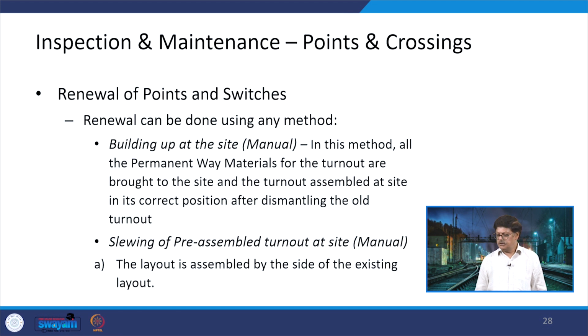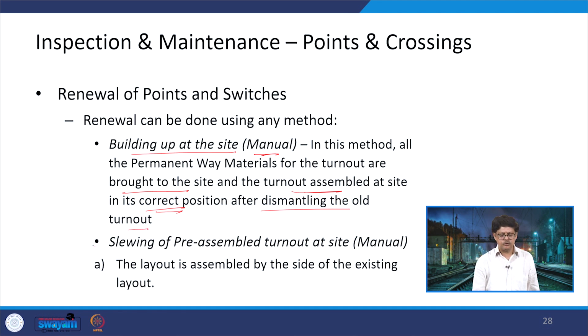Then there are two methods by which we can do the renewal. The first is building up at the site, that is a manual method. In this method, all materials which are required for the turnout are brought to the site and the assembly is done there. Every fitting, and the types of rails required to be used as a stock rail, as a tongue rail or other things, are brought there and then placed in correct position after the dismantling of the old turnout.